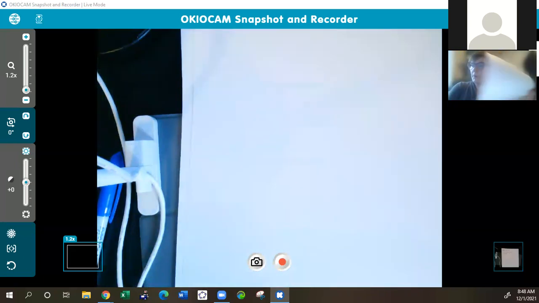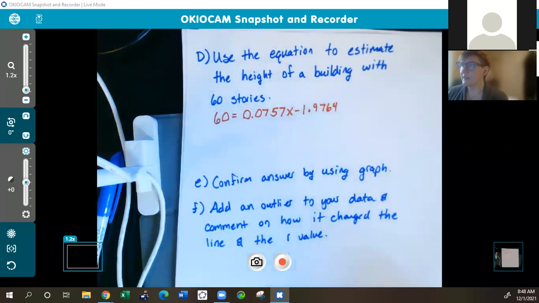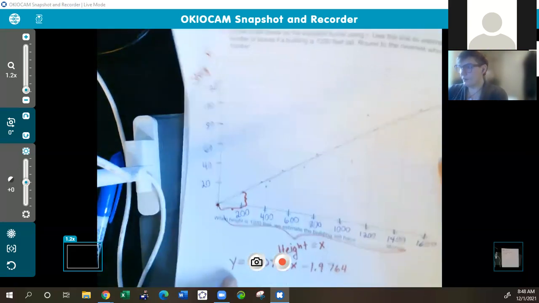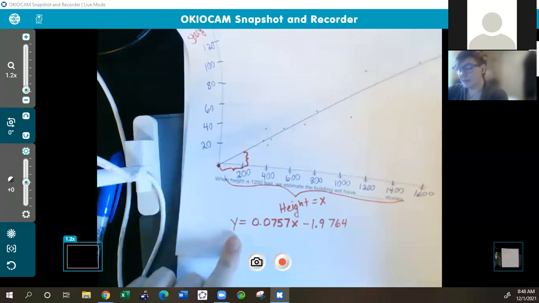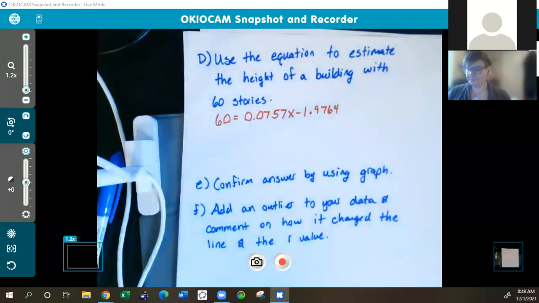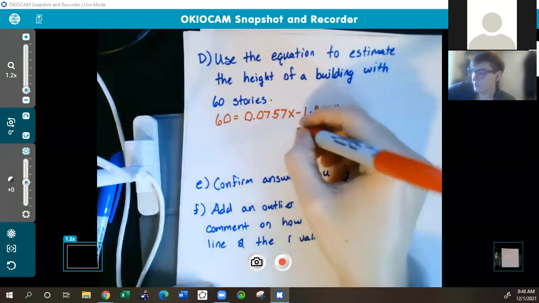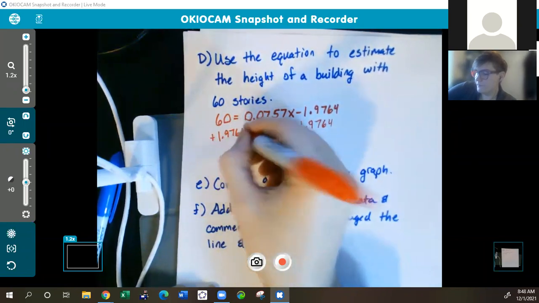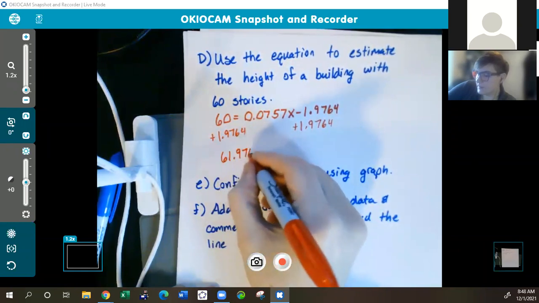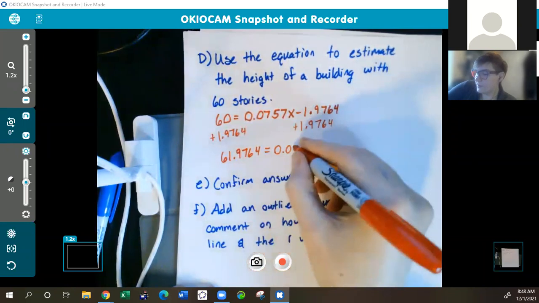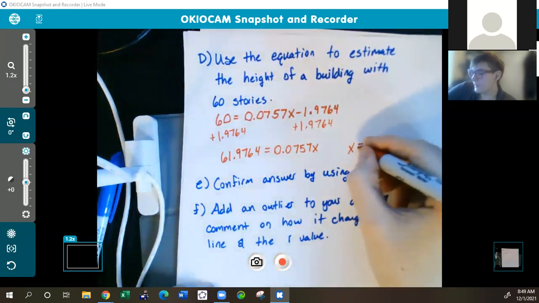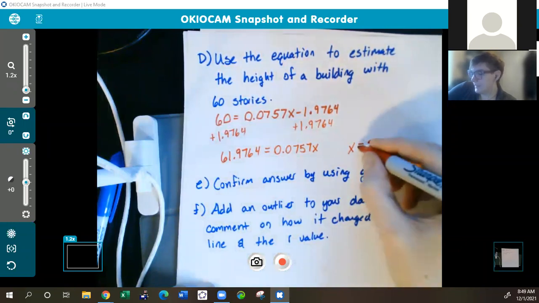So for the first question that we were looking at, where we wanted to use the equation to estimate the height of a building that has 60 stories: well, 60 stories, that's our y value right here. So we're going to have to plug 60 into that. And since we're trying to solve for the height, we're going to have to solve for x. So we're going to add that 1.9764 to both sides. So we're going to get 61.9764 equals 0.0757x. Divide both sides by 0.0757, and you're going to get an x value that's about 818.